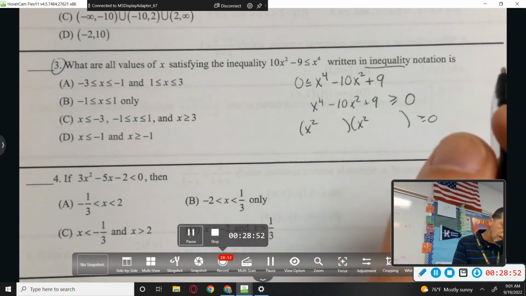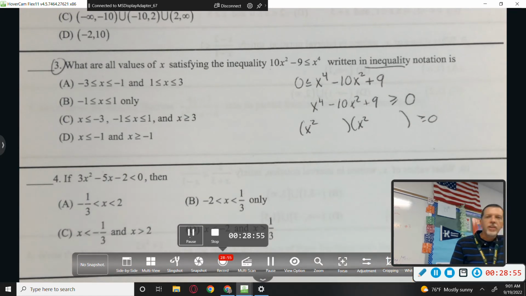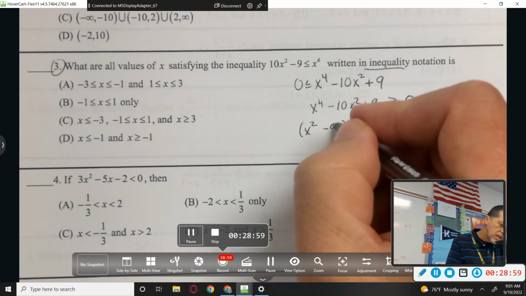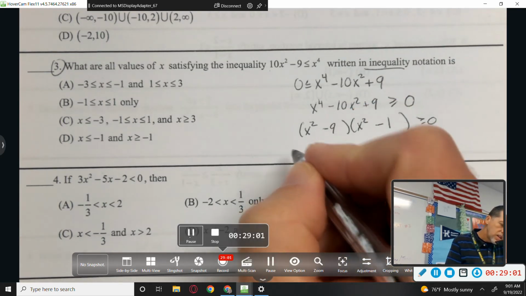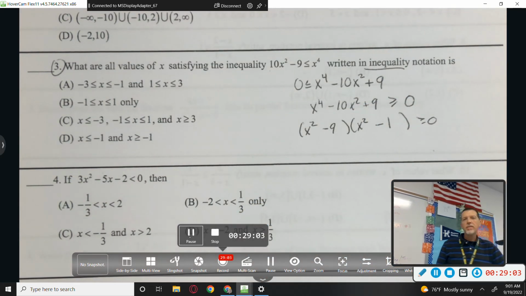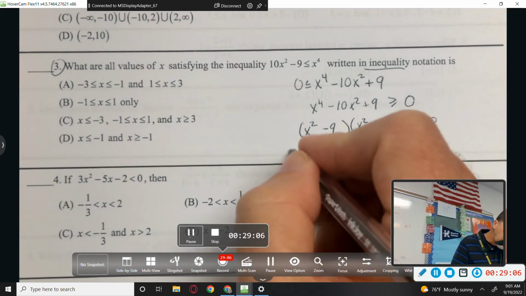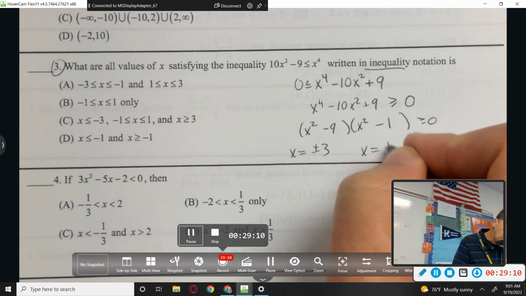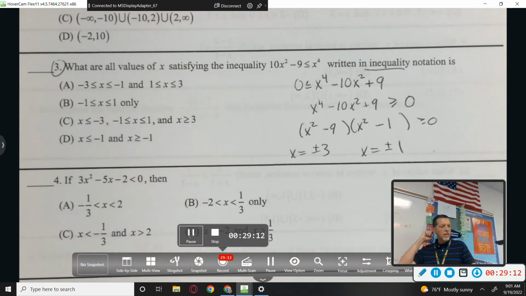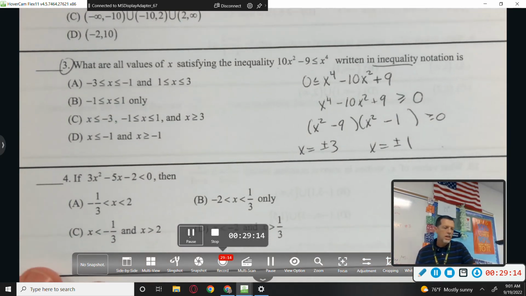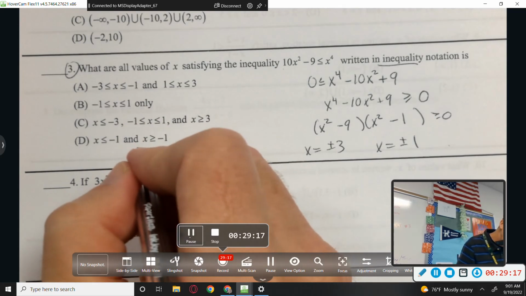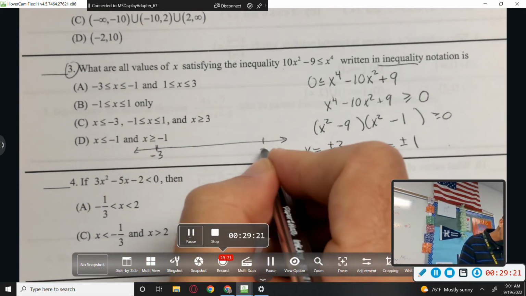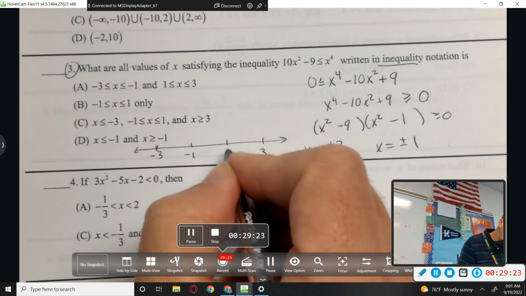Let's see, we factored ones like this before with x to the 4th in there. x squared minus 9. I'm running out of space. I'm just going to go ahead and say x equals plus or minus 3 and x equals plus or minus 1. So on a number line, again, please make sure you put them on in the right spot.